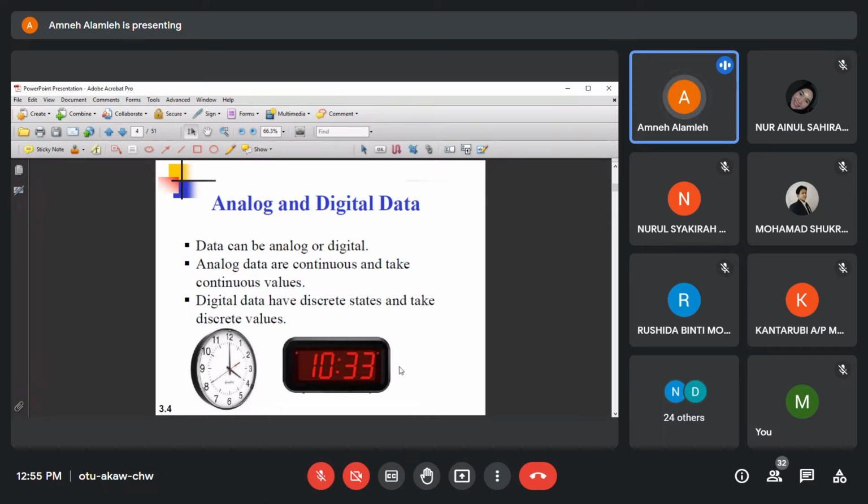But as an example of the digital data, we have the digital clock. It suddenly goes from 10:33 to 10:34. So we have discrete values for the digital data, okay? This is an example to differentiate between the digital data and the analog data. This is analog data and this is digital data.